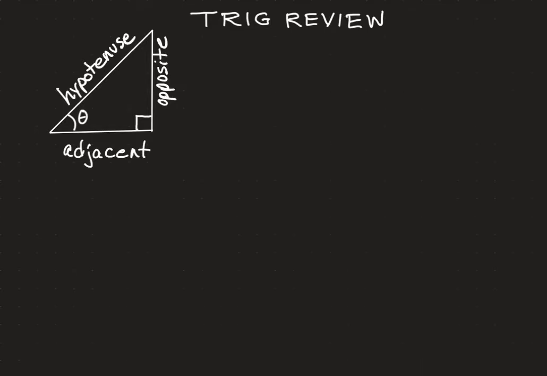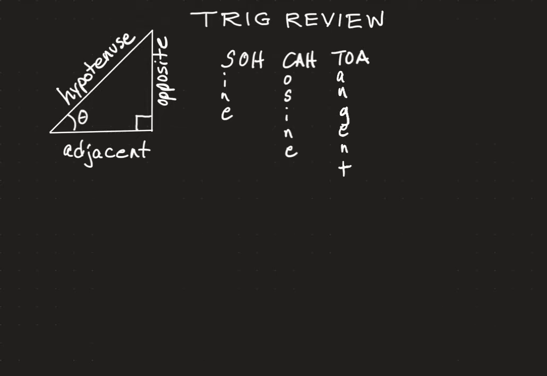And now it's time for your review of ancient Greek. The word SOH CAH TOA stands for sine, the S at least. The C stands for cosine, and the T stands for tangent. The O and the H, well, we use that to say that the sine of theta equals the opposite over the hypotenuse, also written as O over H, SOH.